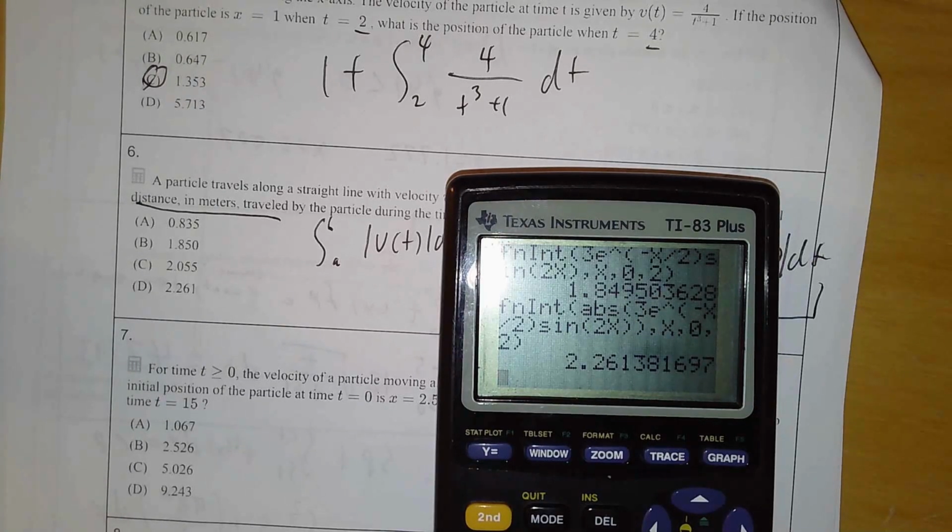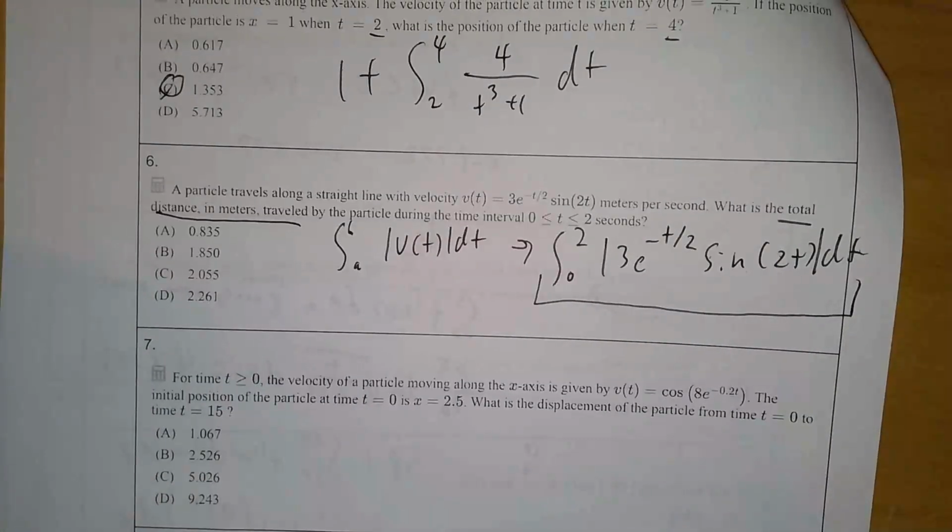Here we go. Taking its time, taking its sweet time. 2.261. So that's going to be this one right here.